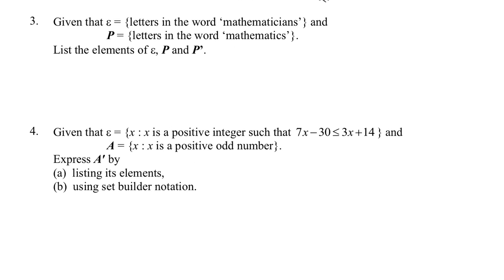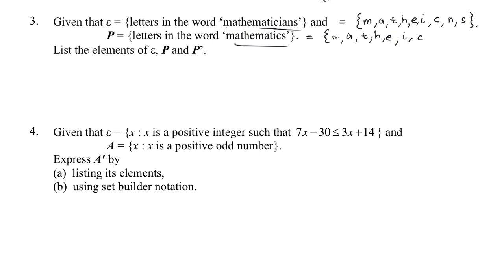Next, question 3. Universal set, letters in the word mathematicians, and P, letters in the word mathematics. So if I were to write it out completely, not in set builder, it's M, A, T, H, E, I, C, N, and S. And for set P, M, A, T, H, E, I, C, and S.